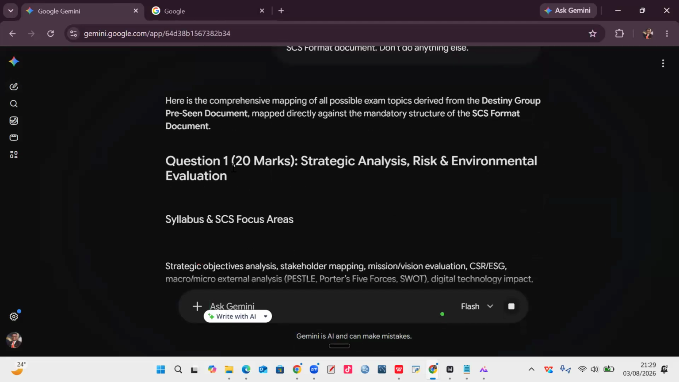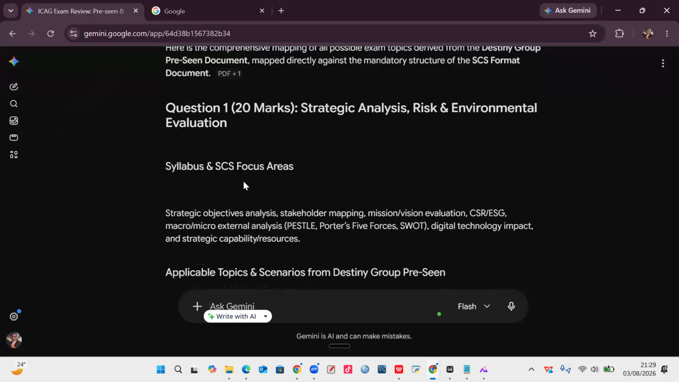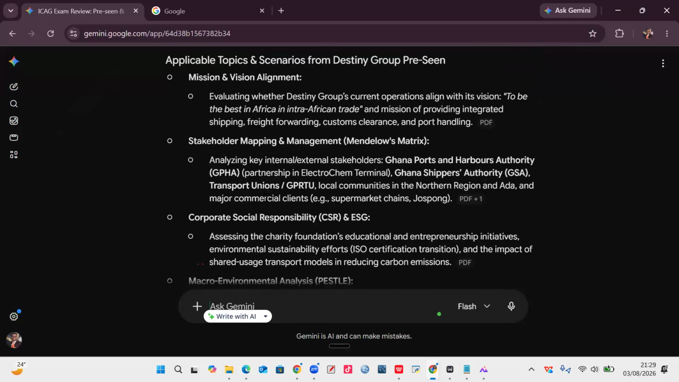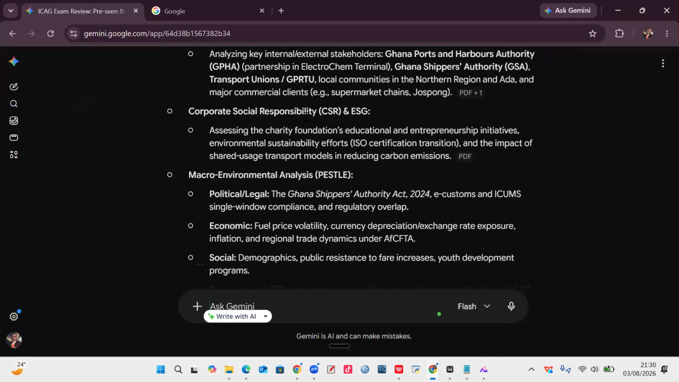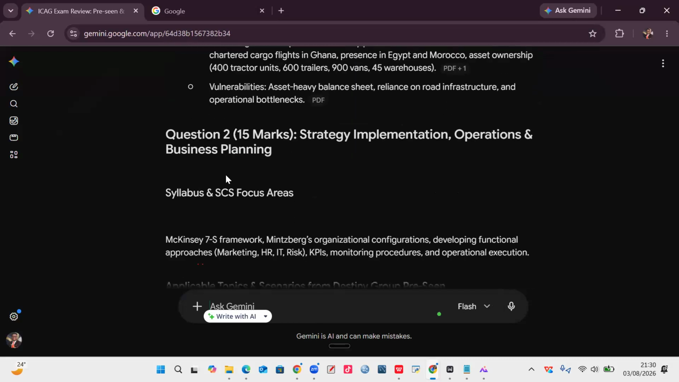Let's see. So question 1, 20 marks. Here is a comprehensive mapping of all possible exam topics derived from the Destiny Group pre-seen document, mapped directly against the mandatory structure of the SCS format document. Question 1 is 20 marks, strategic analysis. So it has examined it, and it will give me all the areas, one after the other, for the 20 marks, right? Application, the mission. So they can ask all these questions, and it will cite them. So it will make my studies very easy. Are you getting it? It will move to question 2, 15 marks.